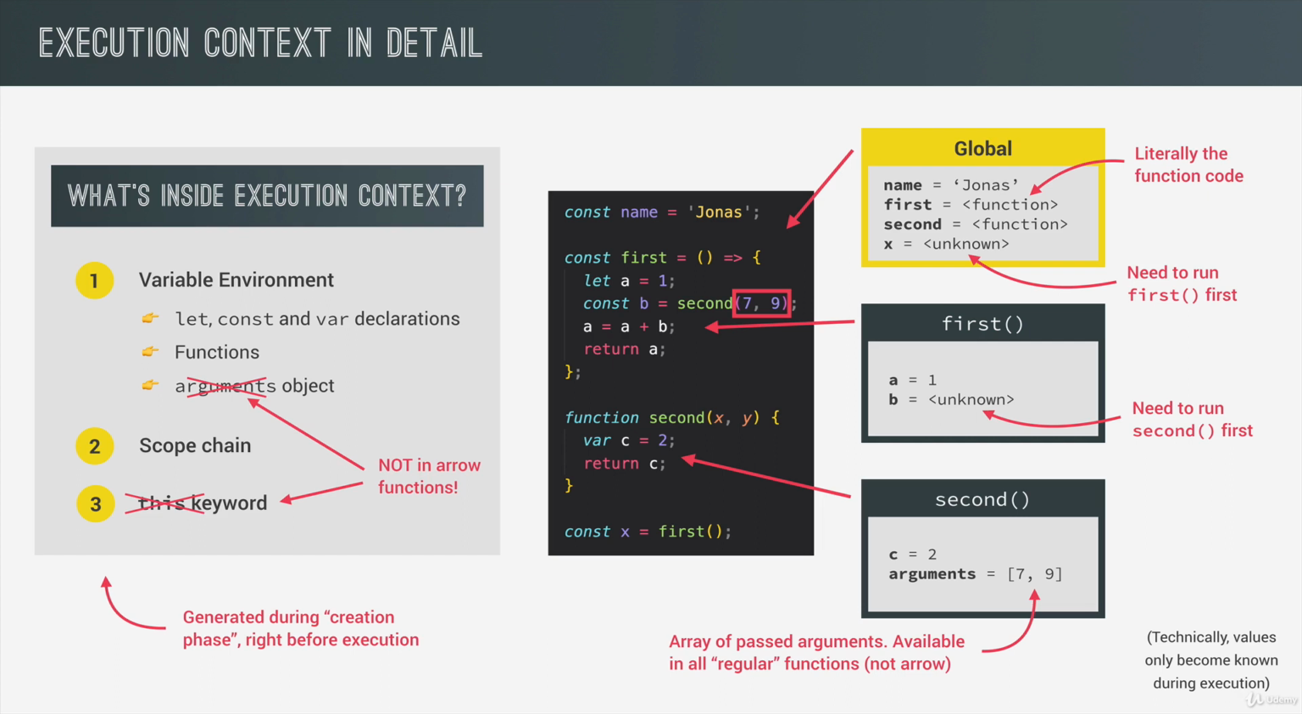Well, it's simple because this is an extremely small amount of code. But now imagine there are hundreds of execution contexts for hundreds of functions. How will the engine keep track of the order in which functions were called? And how will it know where it currently is in the execution? Well, that's where the call stack finally comes in.